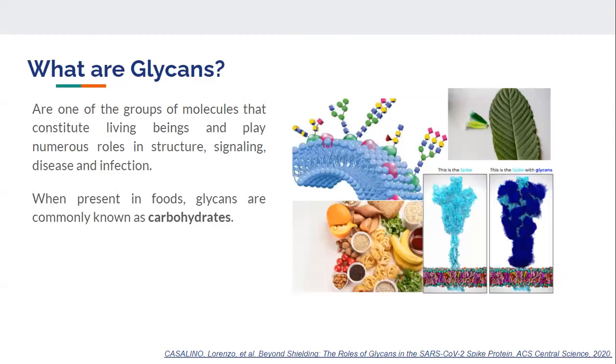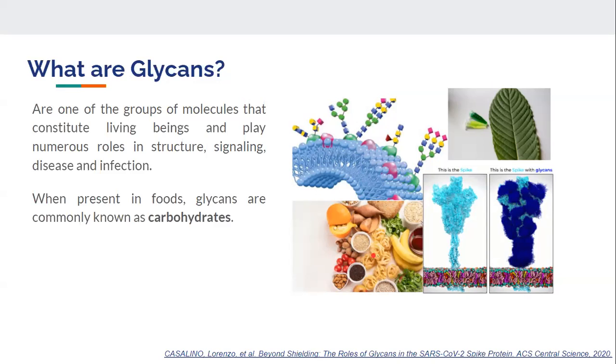So, what are glycans? Glycans are one of the groups of molecules that constitute living beings. The other three groups are proteins, lipids, nucleic acids. Glycans play numerous roles in cell structure, signaling, disease, infection, and many others. They consist of single units linked together, as you can see here. All of these monomeric units are connected. When present in foods, glycans are commonly known as carbohydrates. So they are present in the foods that we all love to eat.